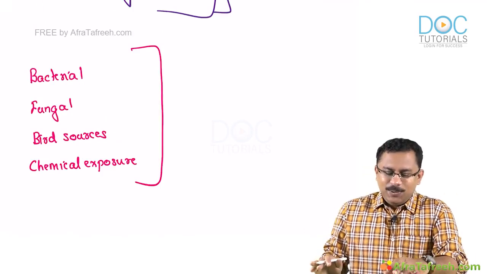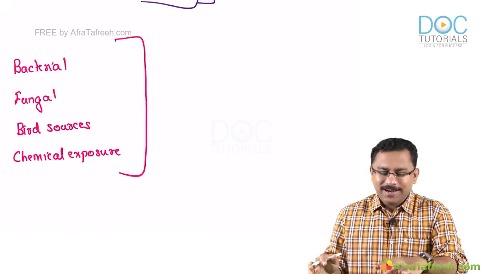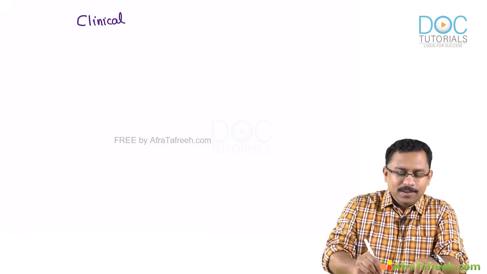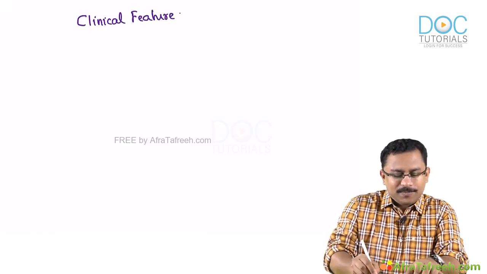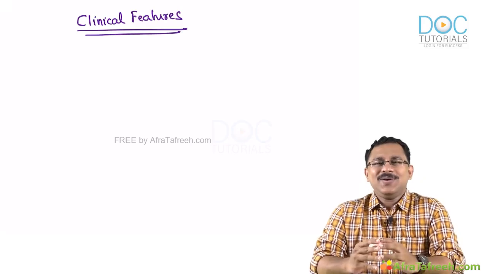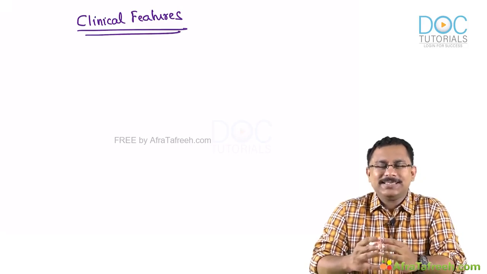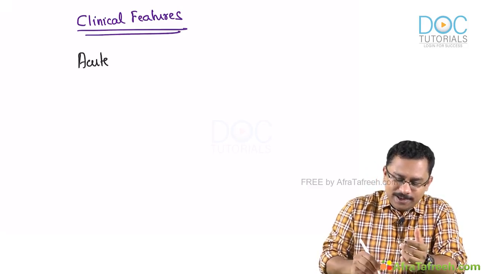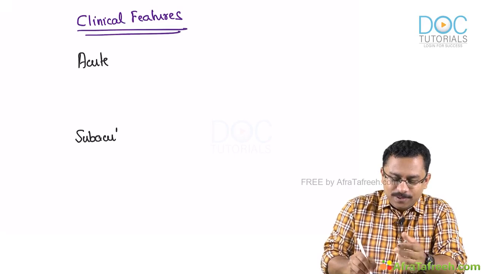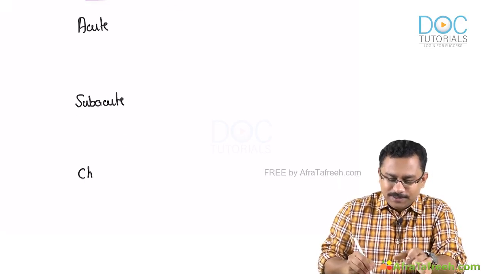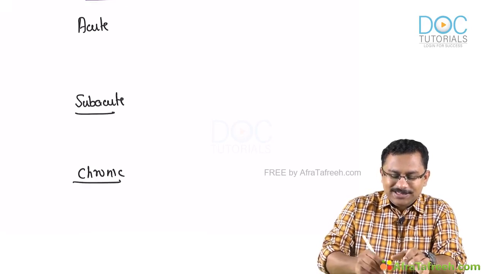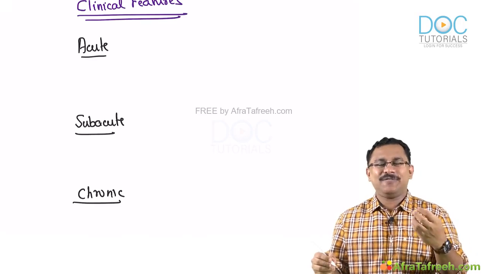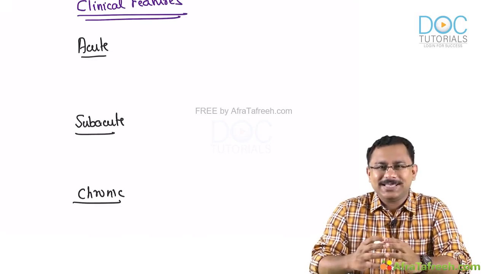Alright. Now next let us go to the clinical features. Okay, how do they present? All right. Now, the clinical presentation of a hypersensitivity pneumonitis can either be acute, it can be subacute, or it can be chronic. So, it can present in three ways: acute, subacute, or chronic. Now this acute is often quite a dramatic presentation.